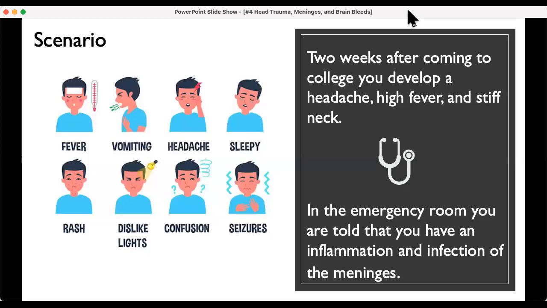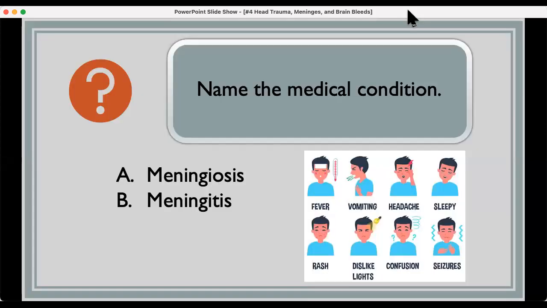But let's do a scenario. Okay, you're 2 weeks after coming to college, you develop a headache, high fever, and a stiff neck. In the emergency room, you're told that you have an inflammation and infection of the meninges. What kind of a name would you give that? Would it be meningosis or meningitis? So correct, itis, anything with the ending of itis is a term for inflammation. So this describes an inflammation of the meninges.